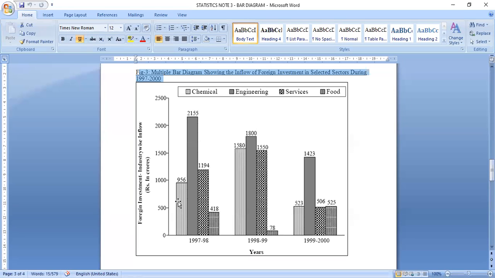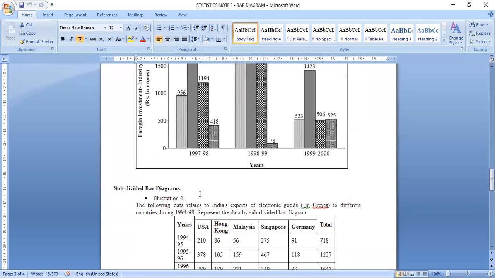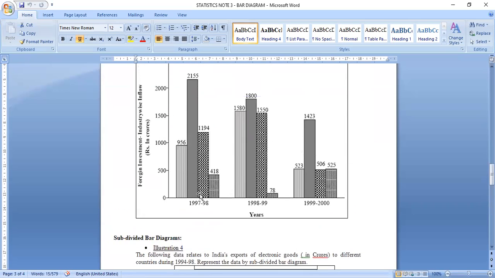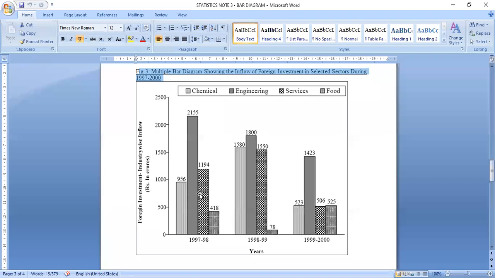Shading depends on you. If you give shading, it looks better. Then subdivided. So instead of shading, we can write chemical, then engineering, then services. Okay, good. You can write simply like this. It will consume less time in the exam. So instead of giving this shading, you can write simply like engineering is here.